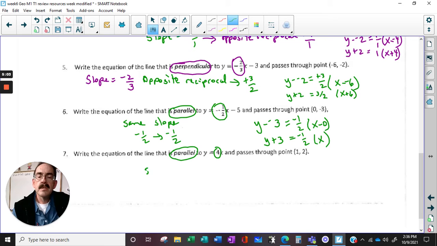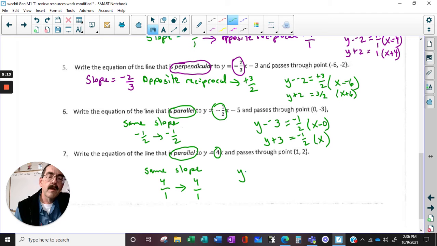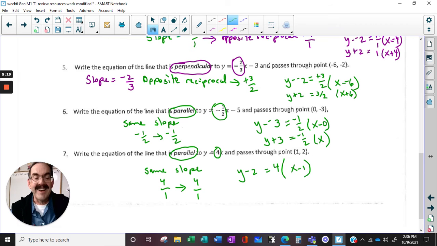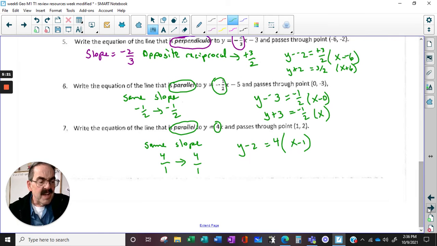Write an equation that is parallel to 4x. Same slope. 4 over 1 stays 4 over 1. Y minus 2 equals 4 times x minus 1. Alright. I think that's it for that page.